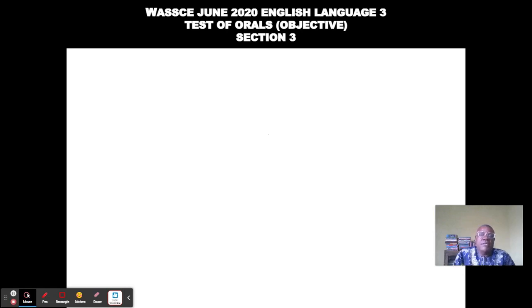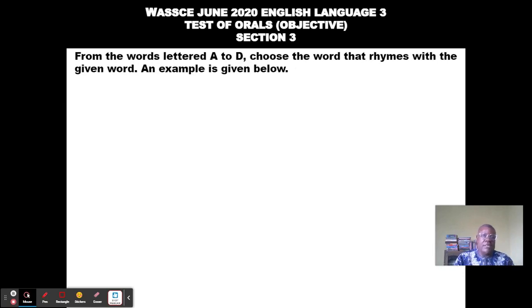Now, let's get into the test. We are taking questions from the West African Senior School Certificate Examination of June 2020, the test of orals. And our focus is on section 3, the section on rhymes. Then we look at other sections, the section on stress. So section 3 and section 4, we are going to look at these sections and answer questions on rhymes and stress.